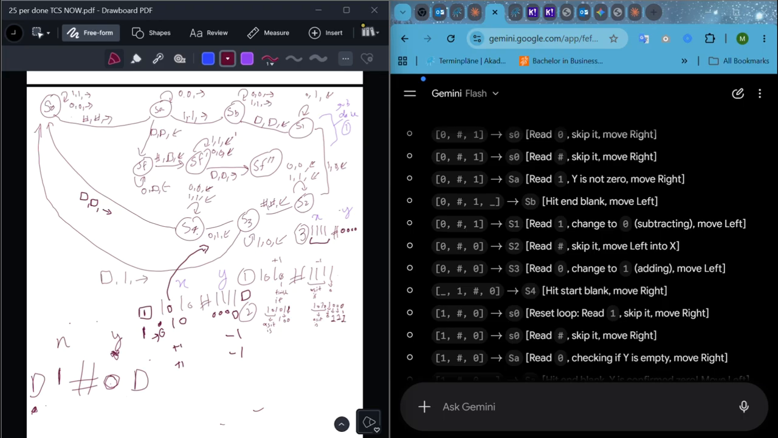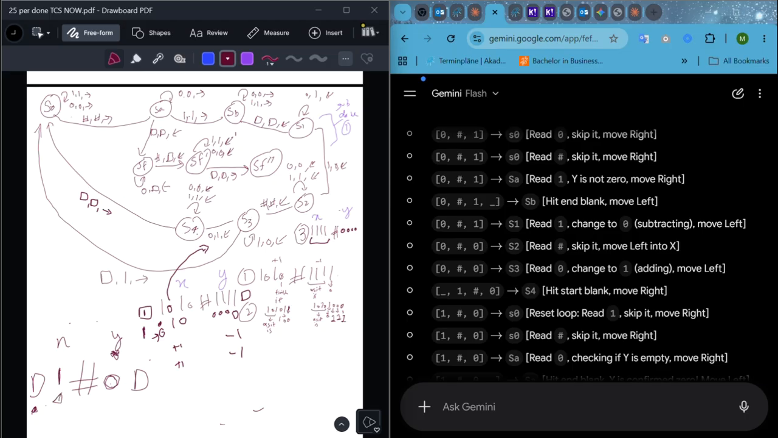And once I made it 1 and I move left, I hit the blank. And the moment you hit the blank, you go to S4. Because see, this was a rule, I made the 0 1 and go left and went to this state S4. In S4 we have the rule that if you see a blank, keep it a blank and go right.